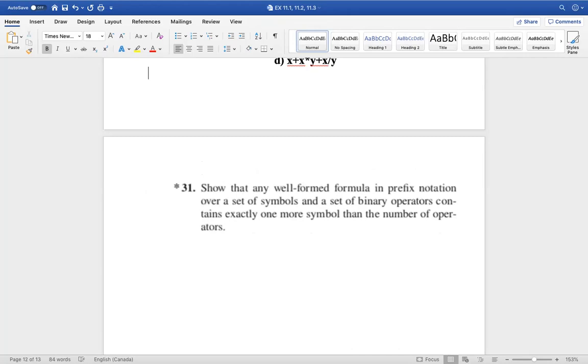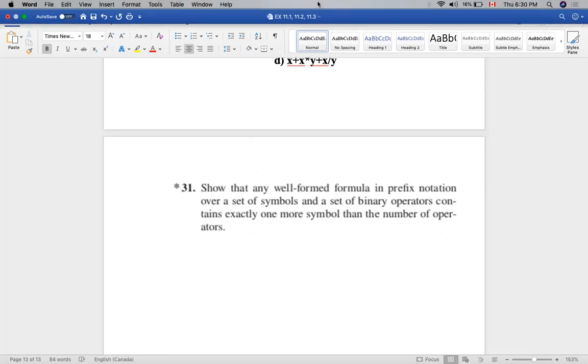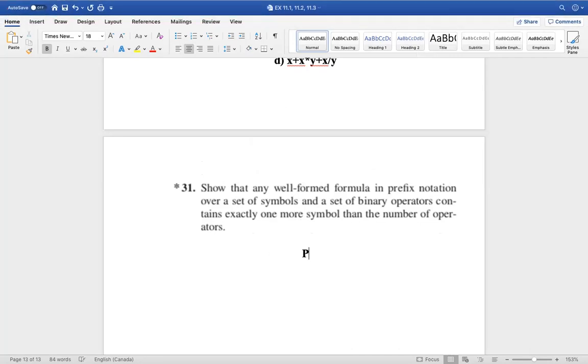So for this formula, for this proof, we will be using mathematical induction. So we will be proving this by mathematical induction.